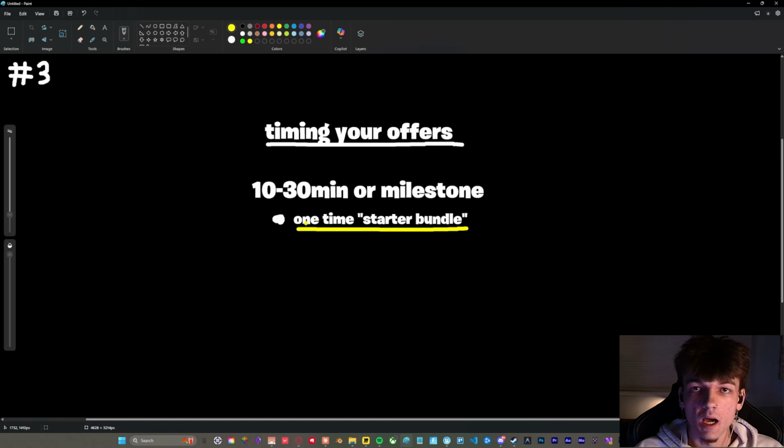Because if you just pop up a bunch of ads or a bunch of products in the very beginning, they don't have any commitment to your map. They're like, why do I care about this map? I don't give a shit. They need to have a little bit of an investment before you actually put an offer in front of them.